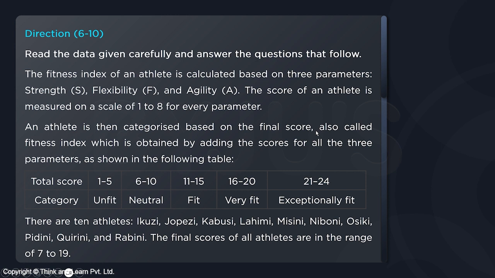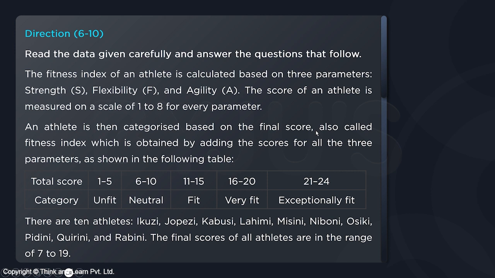The total score is 1 to 5, then the category would be unfit, 6 to 10 is neutral, and that way it is given to us. So we'll be giving marks to every athlete on the basis of strength, flexibility, and agility. Those three would be added, and then he would be put into these categories according to that. The 10 athletes are these.